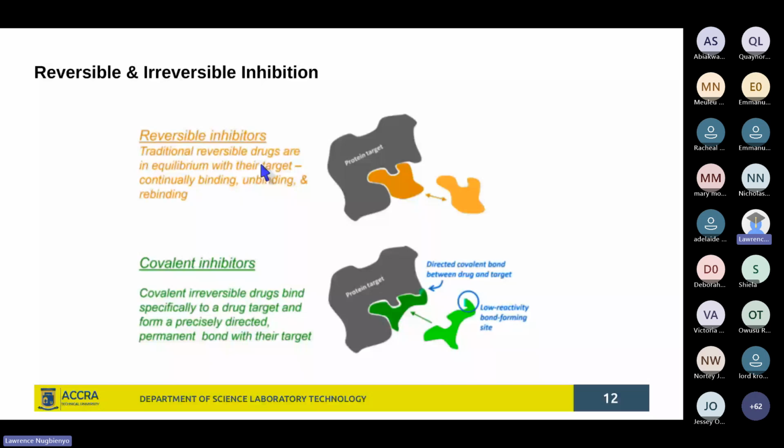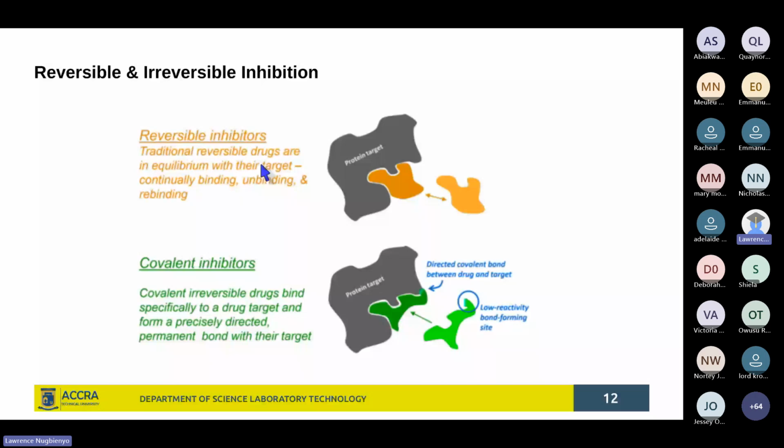And then you also have what is referred to as the covalent inhibitors, which will be the irreversible, because covalent bonds are like a very strong bond between the inhibitor and its target protein, which is the enzyme. And once it binds, it becomes like a new compound which is formed altogether, a complex that cannot be undone.